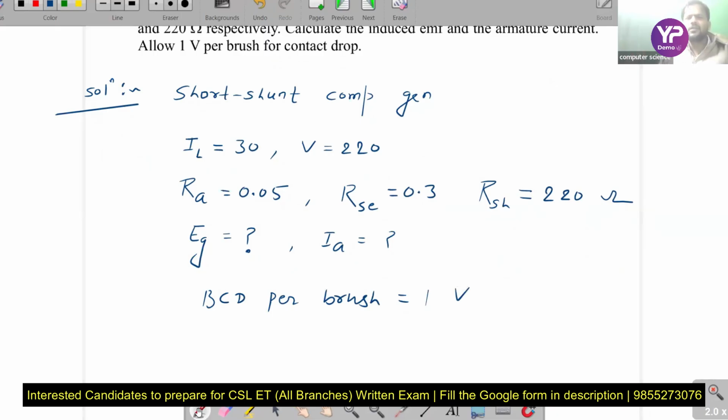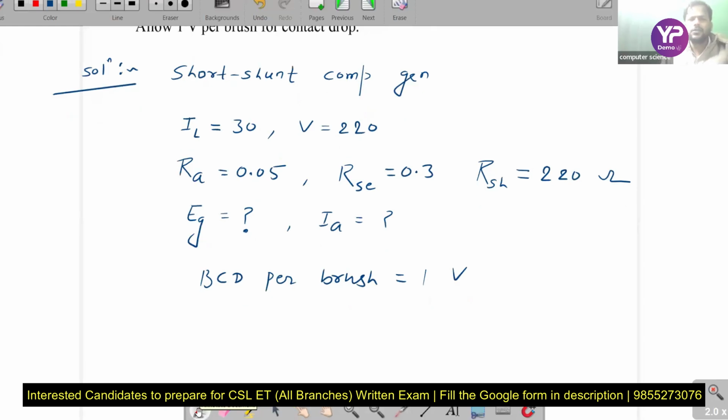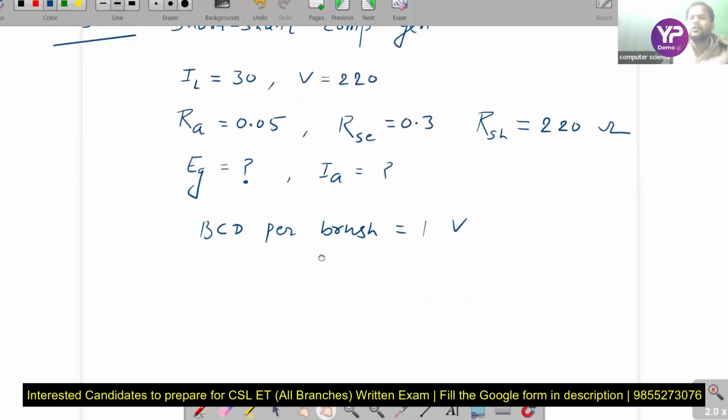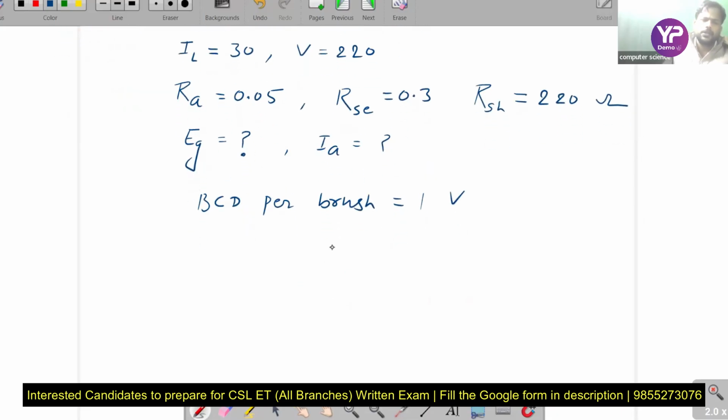Here, the question is a short shunt compound generator is given. Their terminal voltage and the current flowing through the load are mentioned. Here we need to find the generated EMF and armature current. To find out this value, first of all, we draw the electric circuit of the short shunt compound generator.